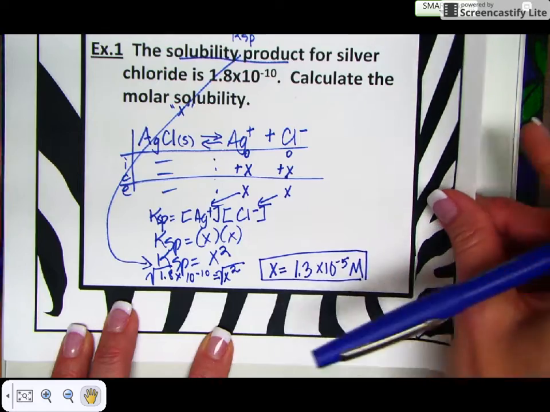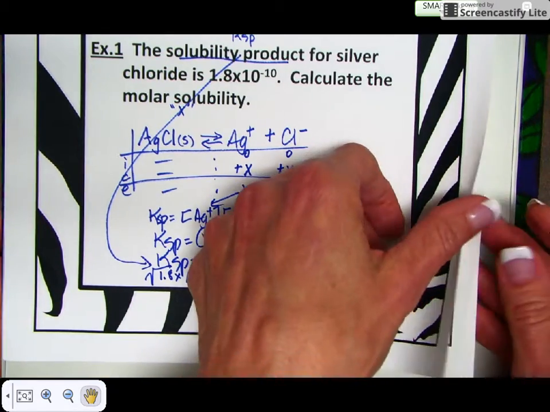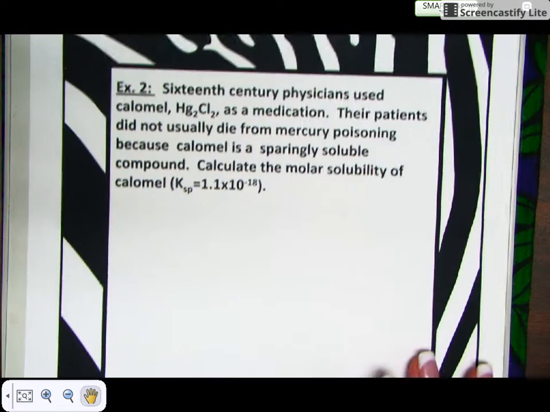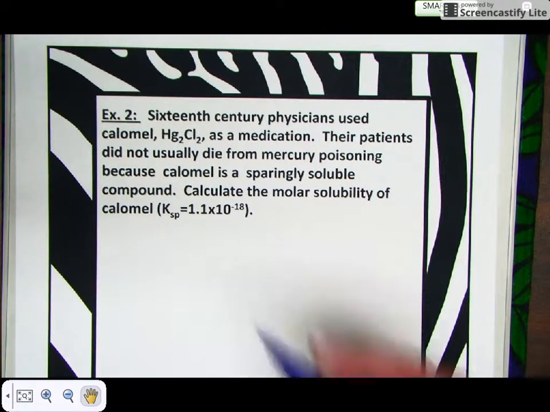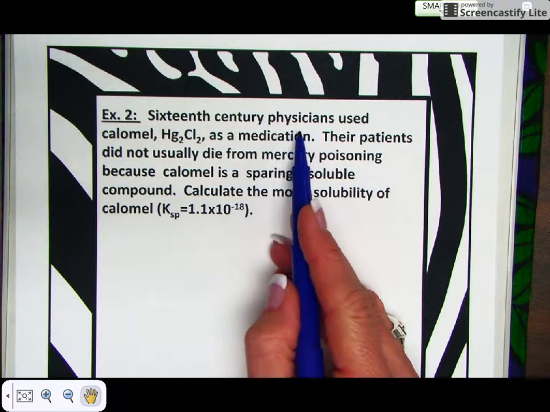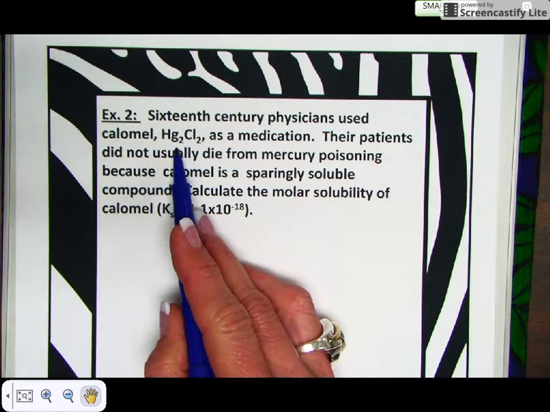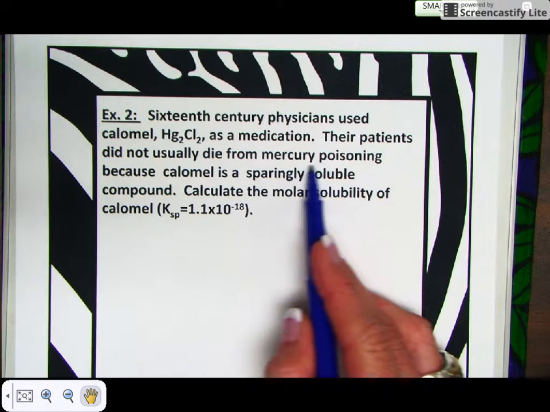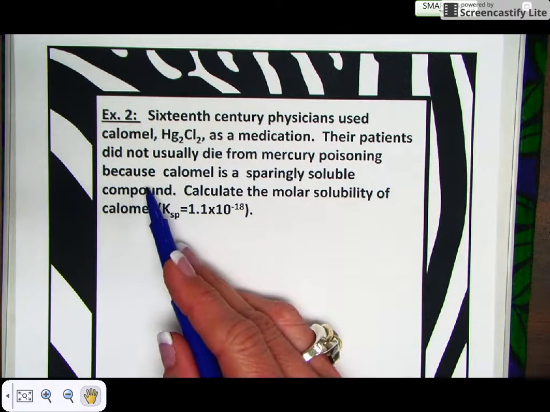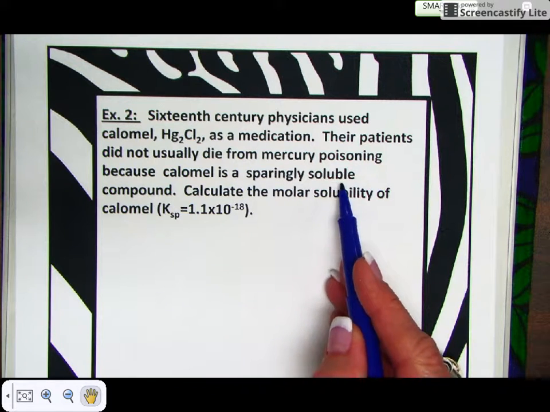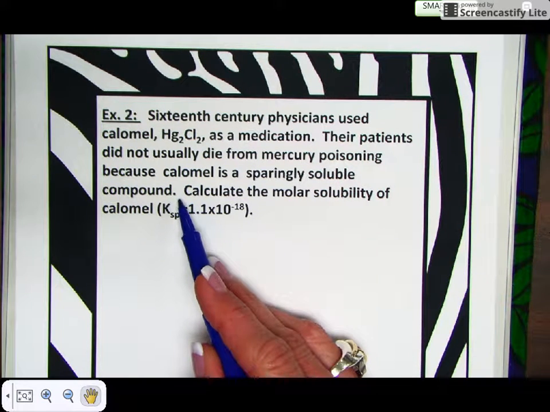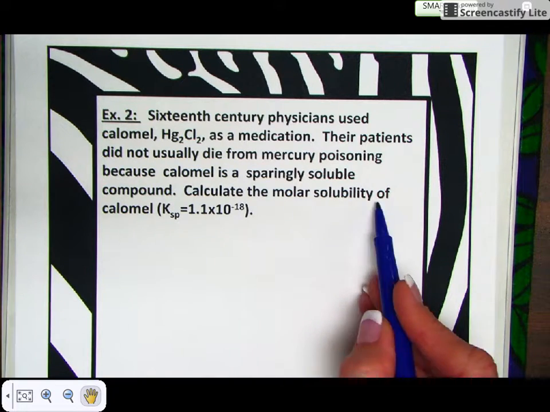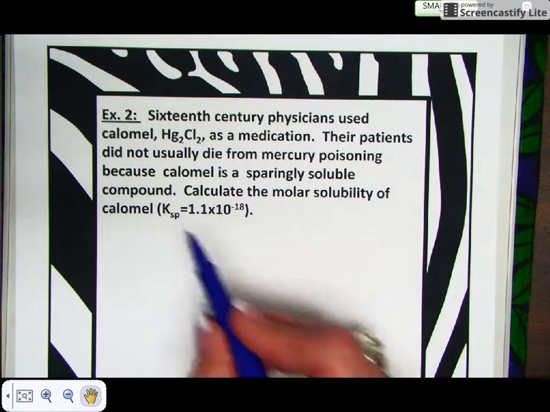Let's look at one more example. This will be example 2 in your notes. This example says 16th century physicians used calomel, Hg2Cl2, as a medication. Their patients did not usually die from mercury poisoning. That's good, because calomel is a sparingly soluble compound, so it does not dissociate to a great degree. Calculate the molar solubility of calomel, and they gave you the Ksp.